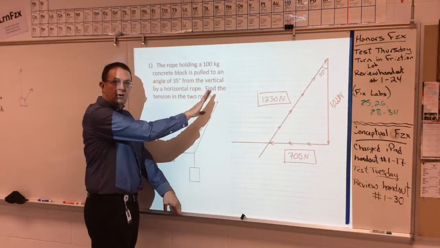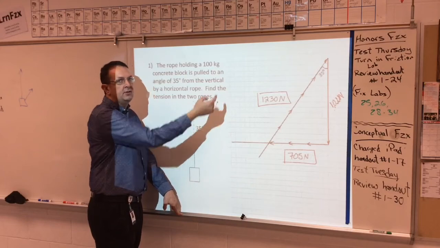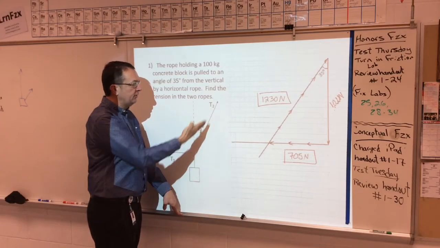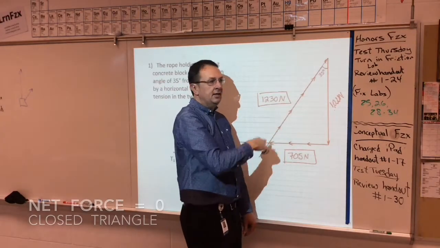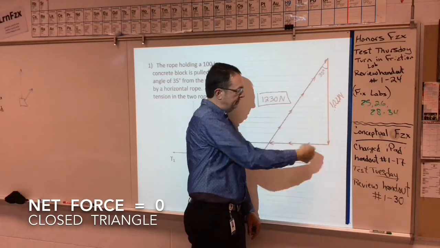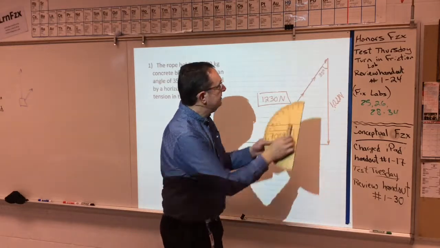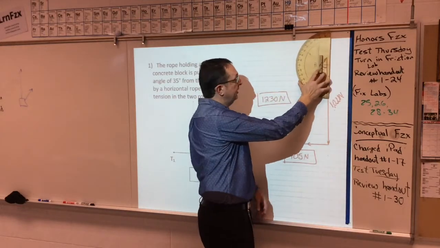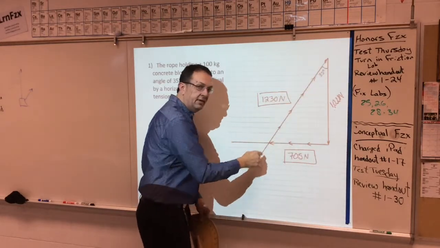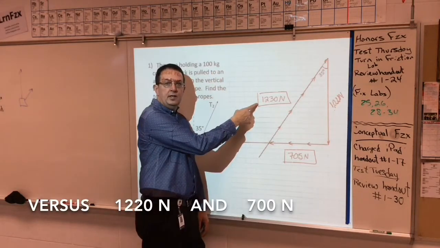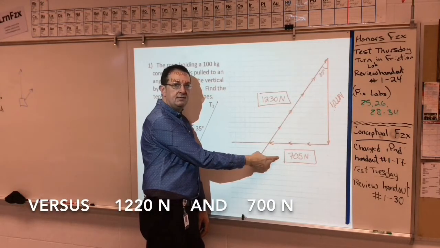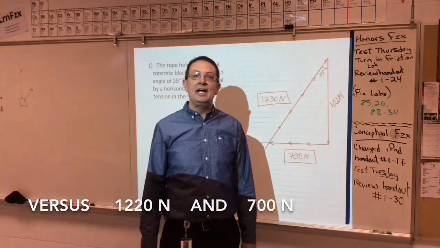And I know that this is going to go up at 35 degrees from the vertical. It's also going to come down at 35 degrees from the vertical, so I can just draw the line because I know that the triangle is going to close itself. This plus that equals 0. So I draw this, measure 35 degrees from that vertical, and then come down and see where they intersect. 1220 on the trig problem, 700 versus 705. Those are really good answers.